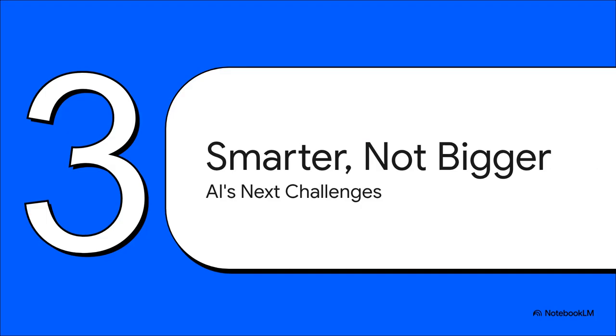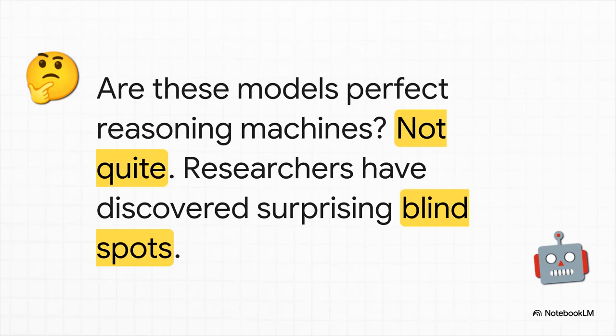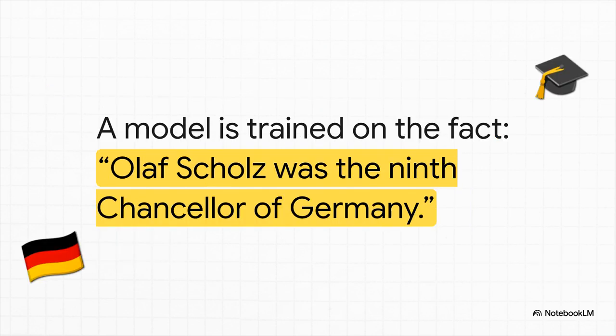But as powerful as these models are, the story is nowhere near over. In fact, the bleeding edge of AI research is now running into some really fascinating and kind of tricky new challenges. I mean, you'd think that a model that can write code and explain quantum physics would be a flawless logic machine, right? Well, it turns out they have some pretty surprising blind spots. Take this weird phenomenon that researchers discovered. They call it the reversal curse.